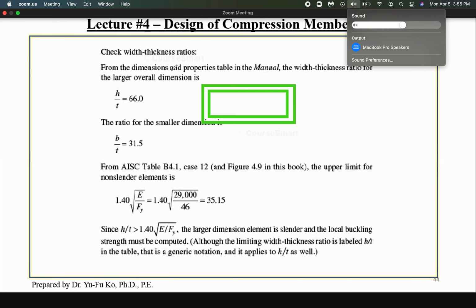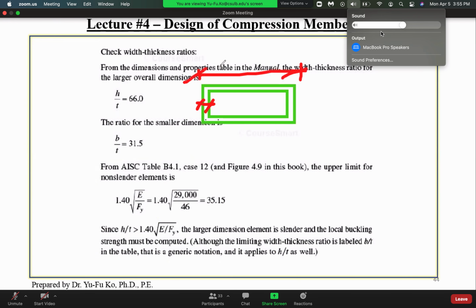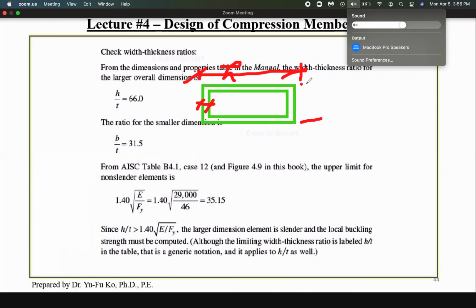A by 4 by 1/8. So, T is the thickness of the HSS. The H over T is the larger ratio. This is H. And then this is B. So this is the smaller dimension and the larger dimension for the elements.